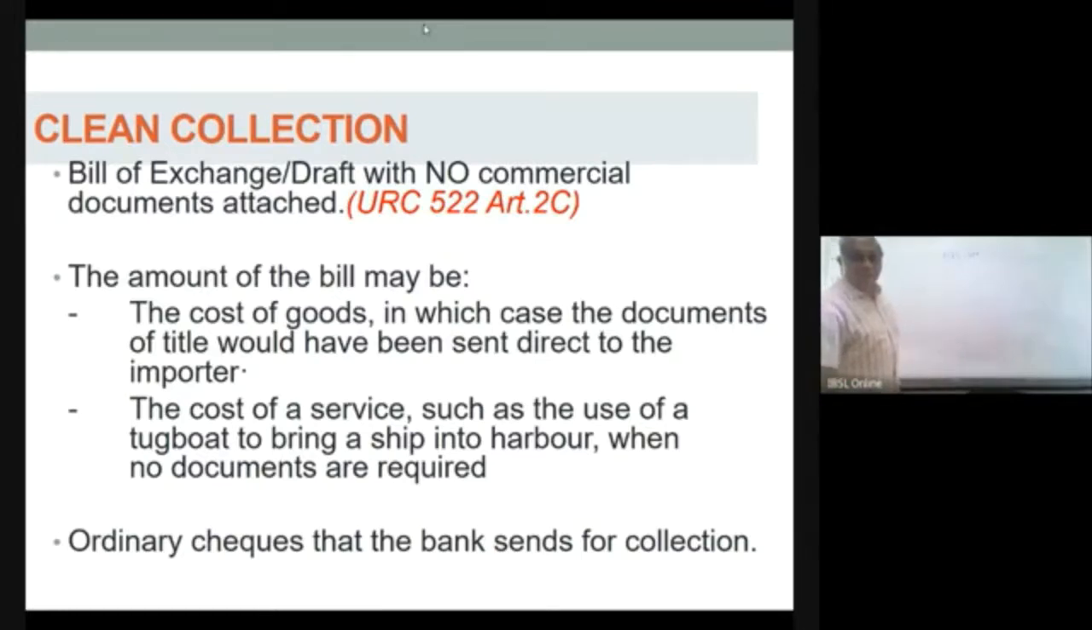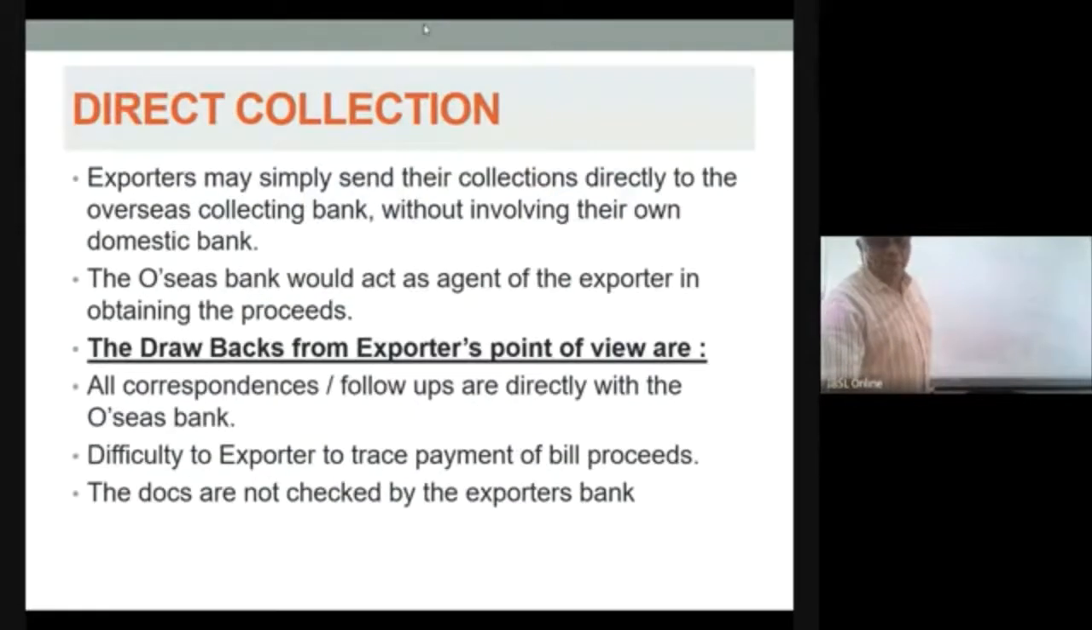Now, what is this other one? The cost of a service such as the use of a tugboat. Even when a ship comes to the outer harbour, it is brought to the inner harbour to berth, towed by a tugboat. ඒකට payment එකත් අපි දෙන්නේ clean collection check එකක් තමයි එන්නේ. ඒවත් අපි collections වලට තමයි කියන්නේ.